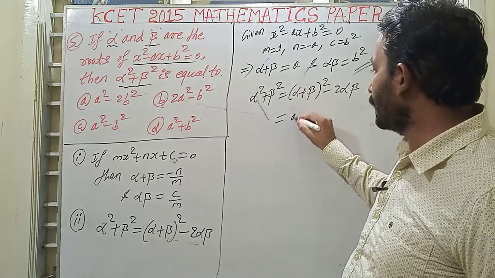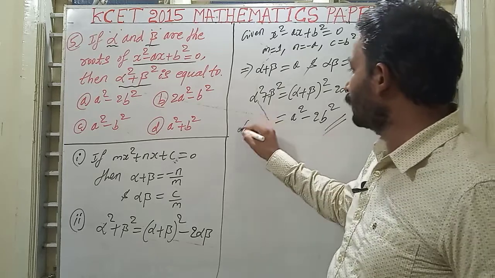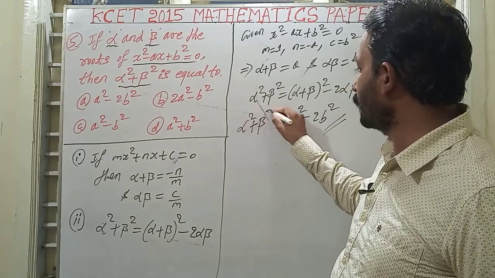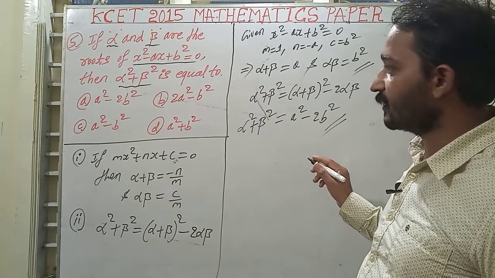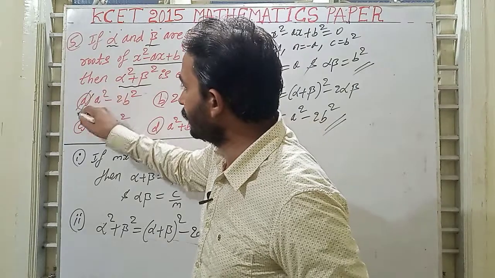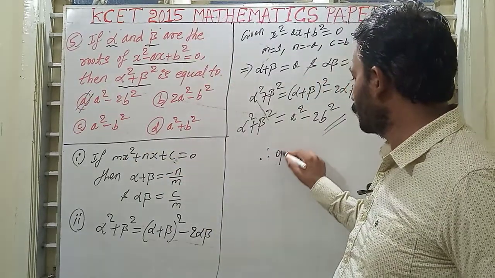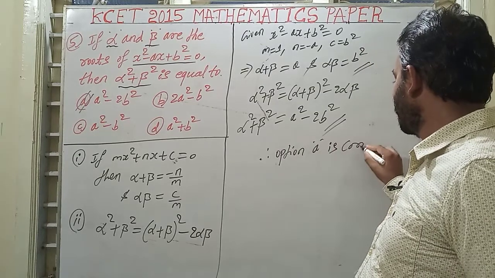Alpha plus beta is what? A square minus 2 into alpha beta, that is b square, 2b square. So alpha square plus beta square is equal to a square minus 2b square. Which option is correct? Option A is correct. Okay, good answer. Therefore, option A is correct.